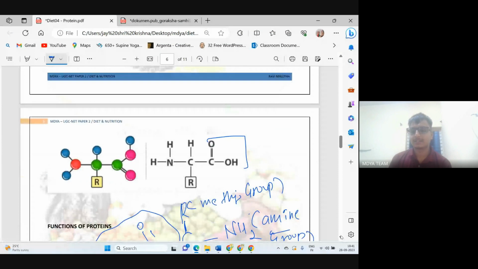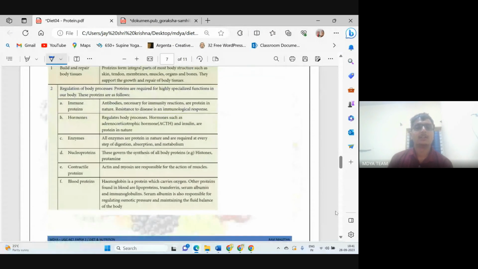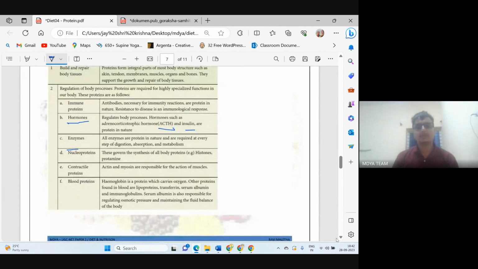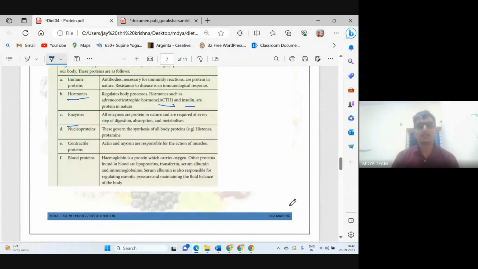So this is the structure of amino acid. Now these are different types of protein present in our body. You can read this on your own. I will just mark some important points which we already also discussed. Hormones: some hormones are made up of protein. These hormones are ACTH and insulin. Some enzymes, all the enzymes that are responsible for digestion, are all made up of protein.